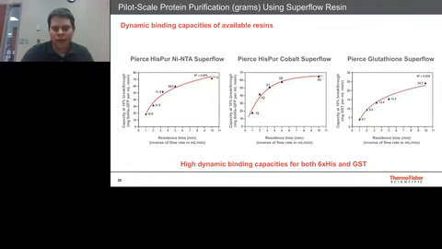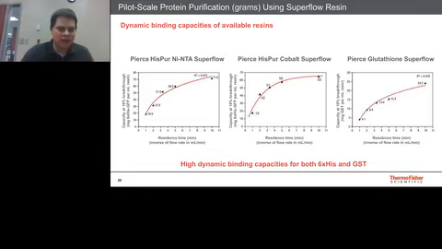For FPLC purifications, the protein is loaded onto the column under flow and the binding is dynamic. Binding will be dependent on the amount of residency time the protein gets to bind to the resin. This residency time is inversely related to the flow rate.